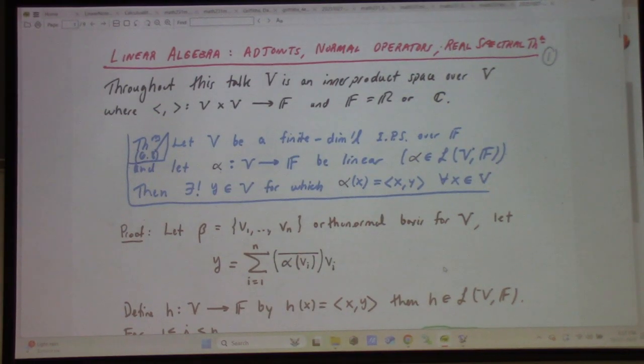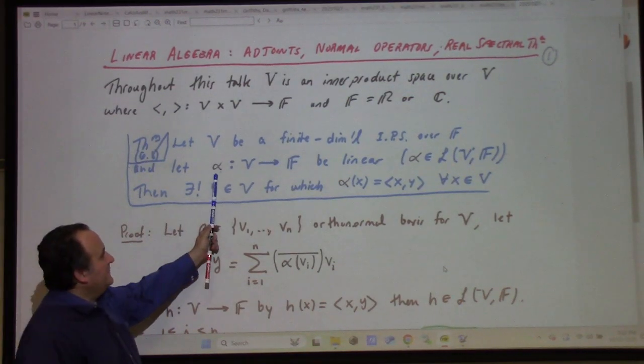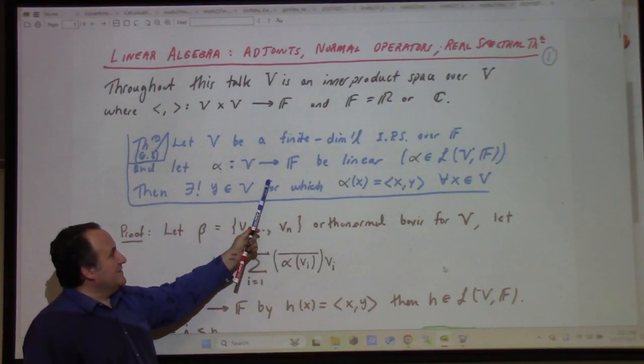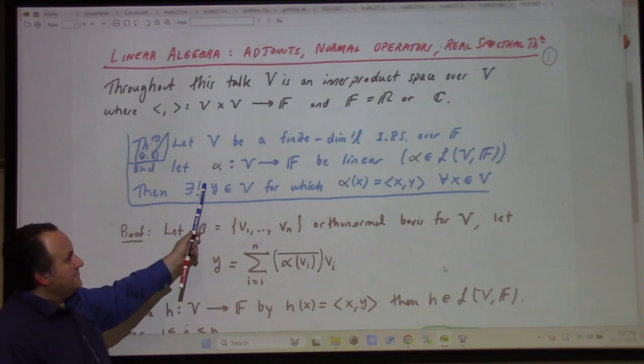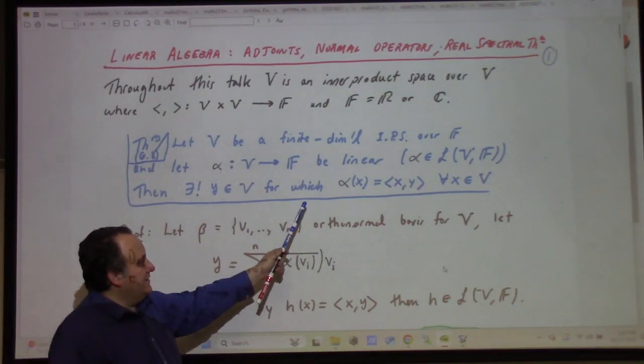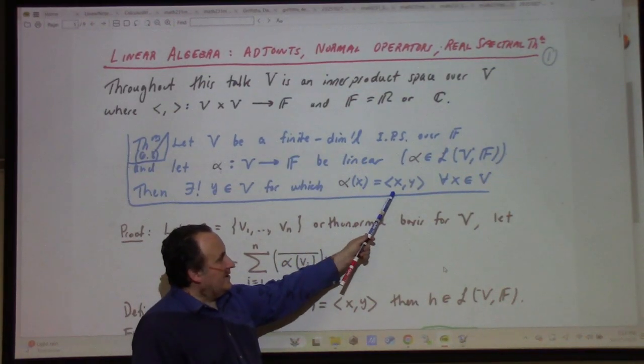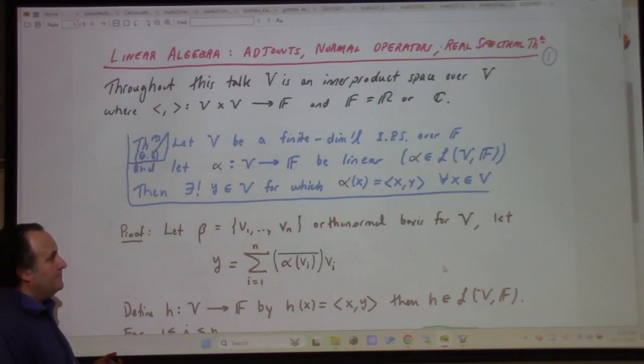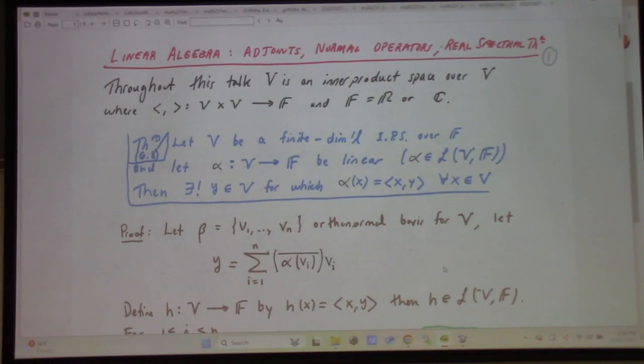And so here his starting theorem is: if you have a finite dimensional inner product space over a field, and you have a mapping from the vector space to the field, this is called a linear functional. Then there exists a unique vector y for which alpha of x is the inner product of x with y. All right, and so here's the proof of that.